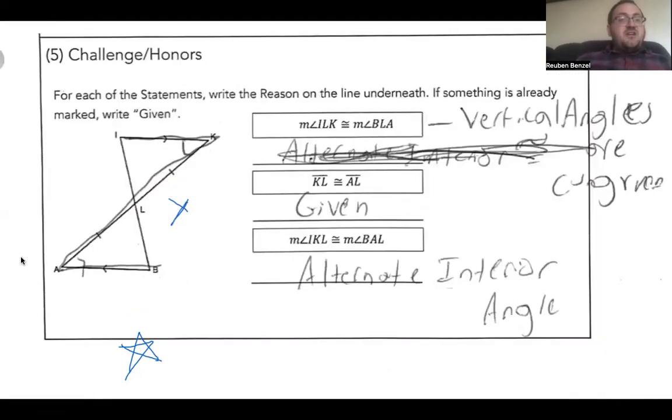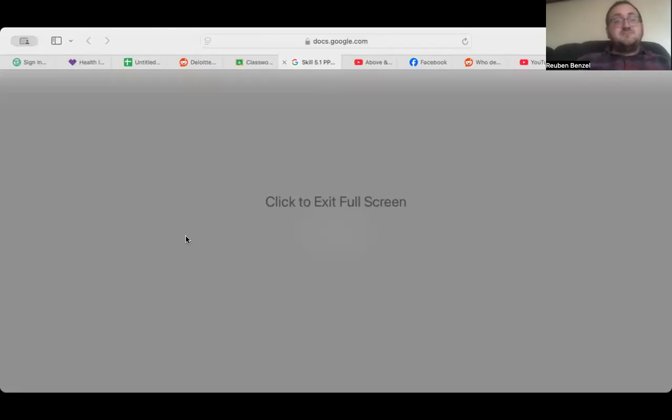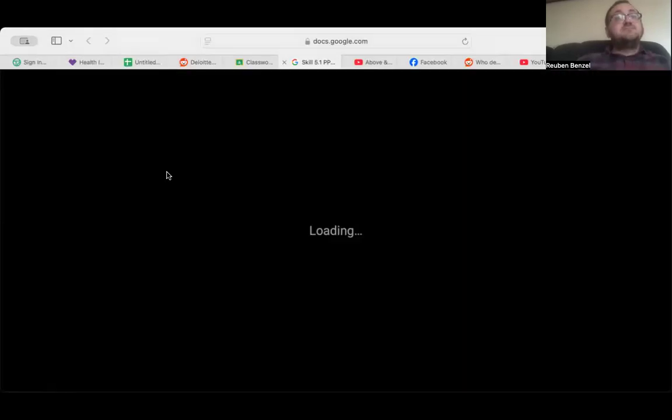And then the last question, this is especially if you're in honors, we want you to be thinking about this type of stuff today. If it's already marked in the diagram, it's given. So like KL and AL, for instance, are congruent to each other. Sorry about that. Get back on my PowerPoint here. Not perfect, but get this paused.